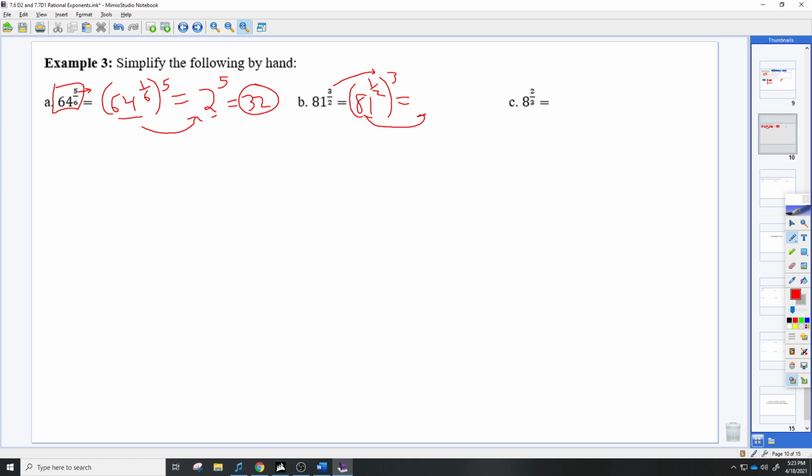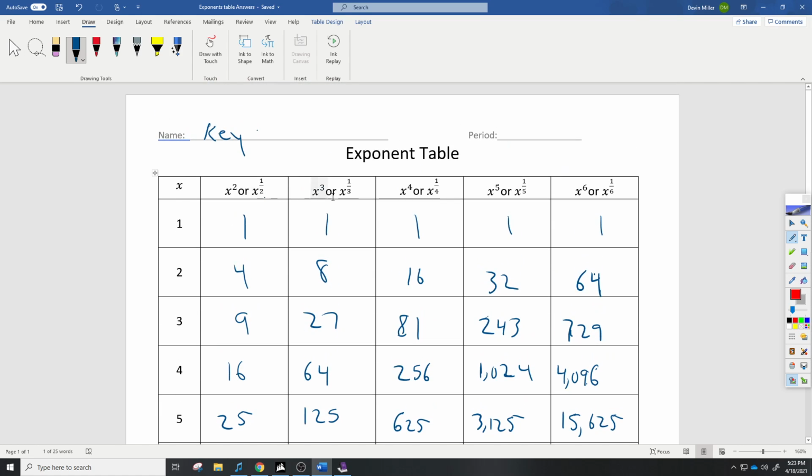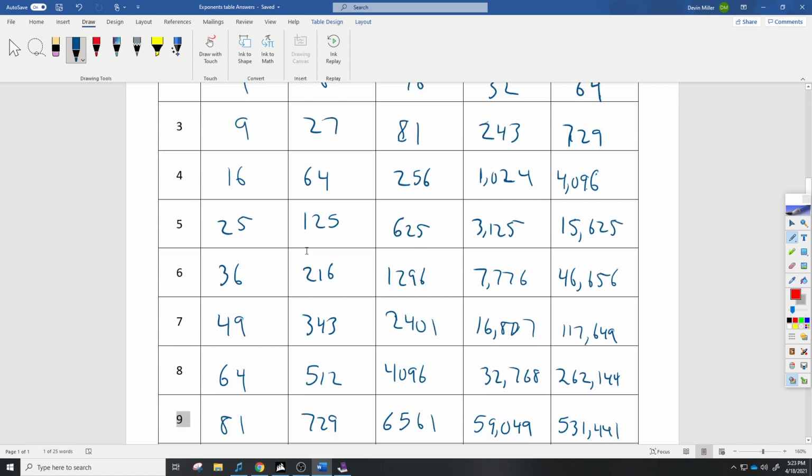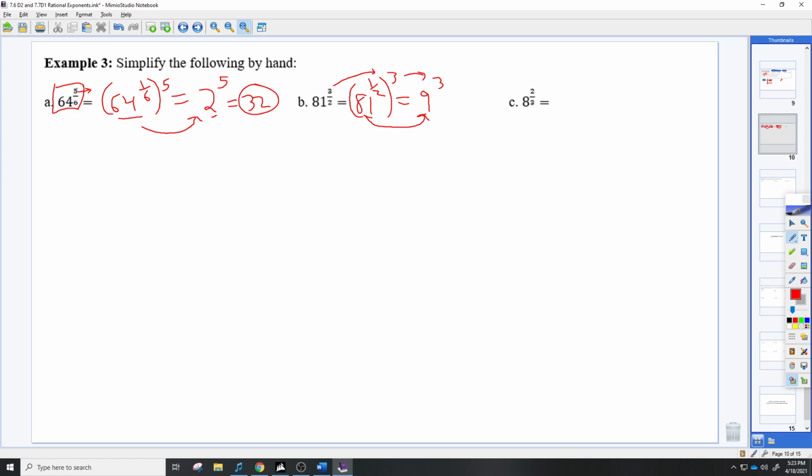So this inside becomes 9. But we still have the 3rd power because we only took care of the inside part, this part right here. Now we have to do 9 to the 3rd. So we left off at 9. We need to go back to the 3rd power, which is 2 across here. So 9 to the 3rd would be 729.